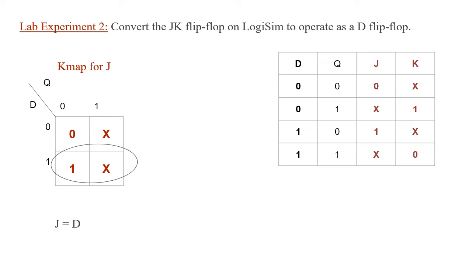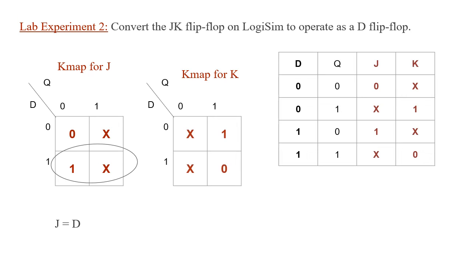Next is creating a K-map for K. Again, it's also going to be a 2x2 K-map, and inside of it, we're going to have don't care, 1, don't care, 0. We can group this one with this don't care, and that will result in the expression K is equal to D bar.